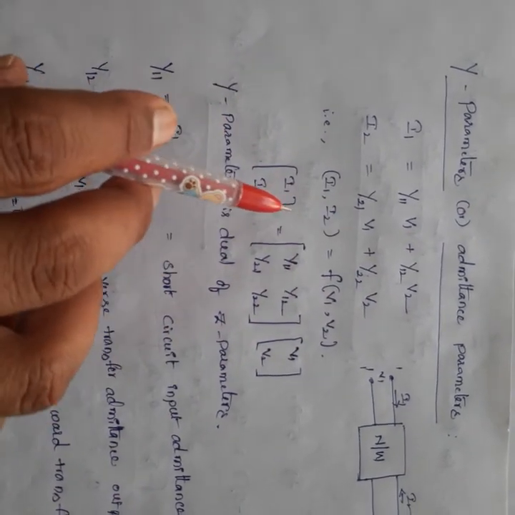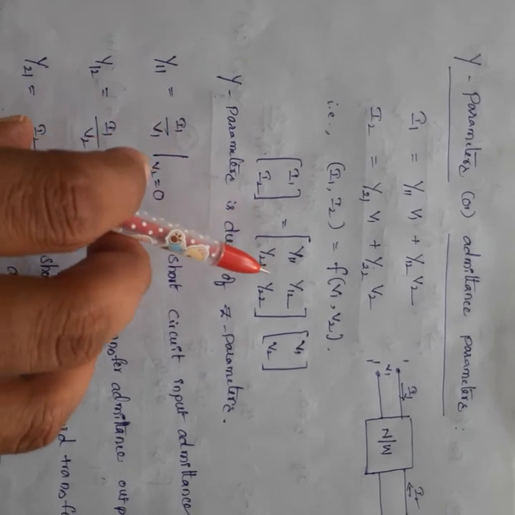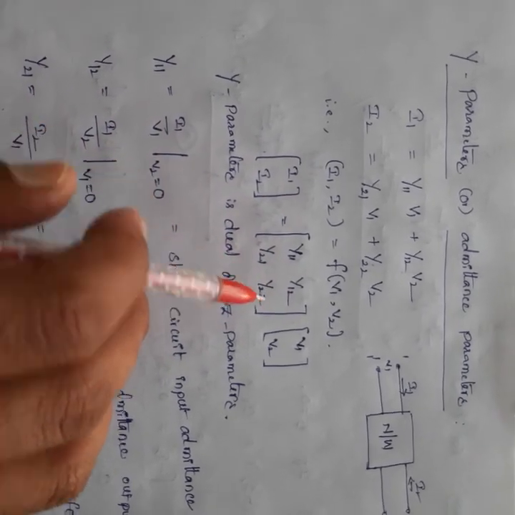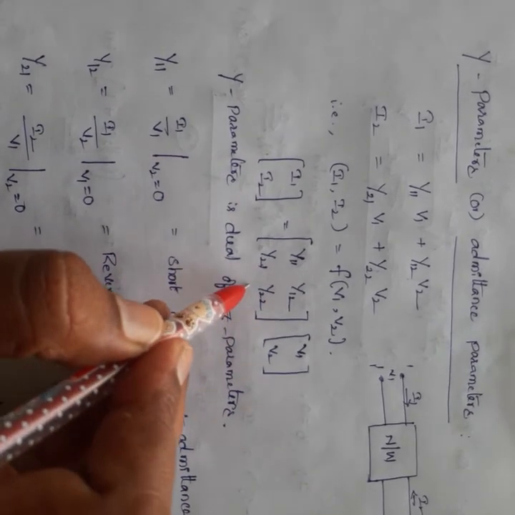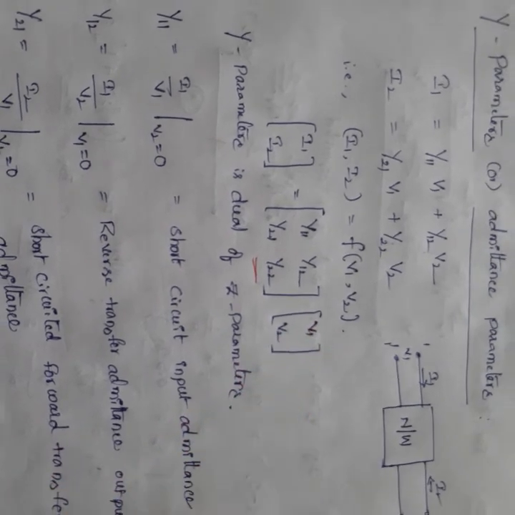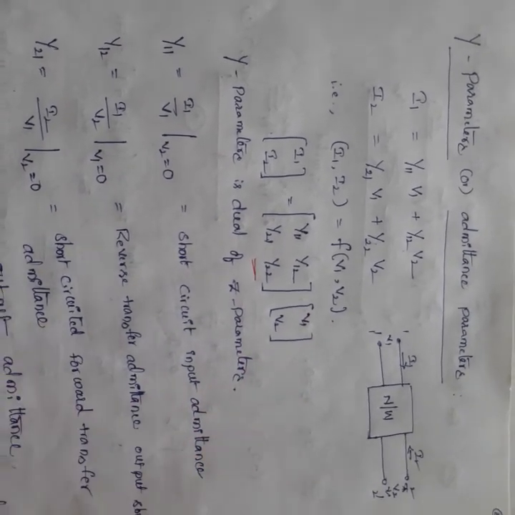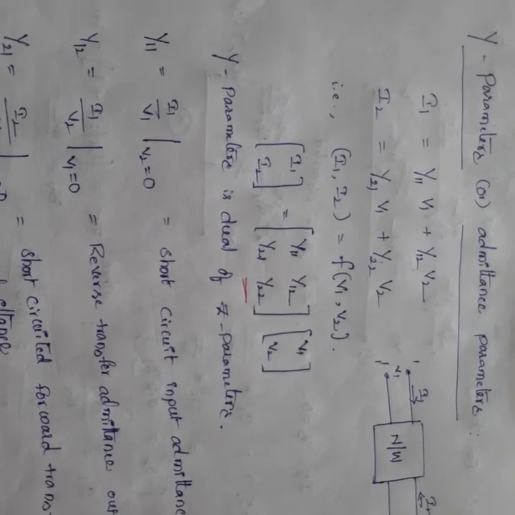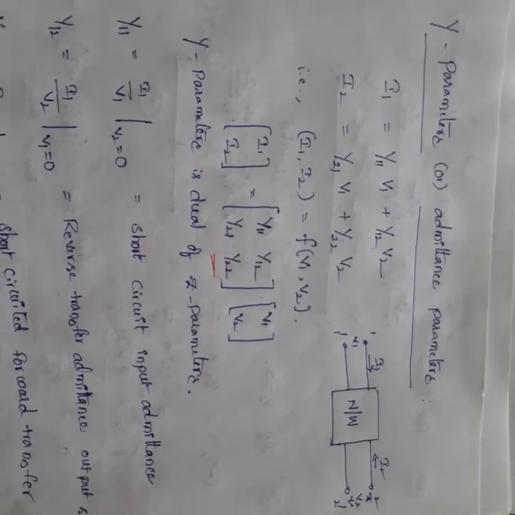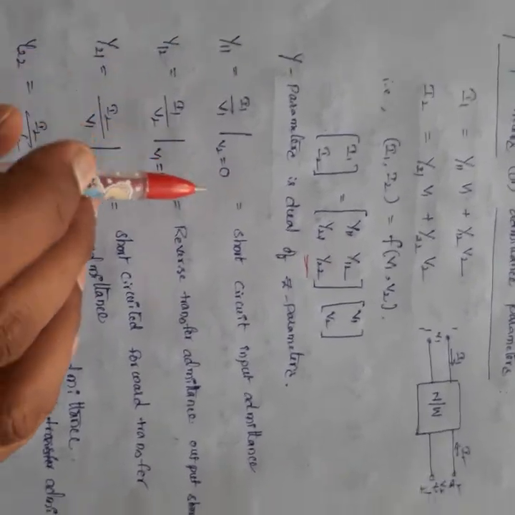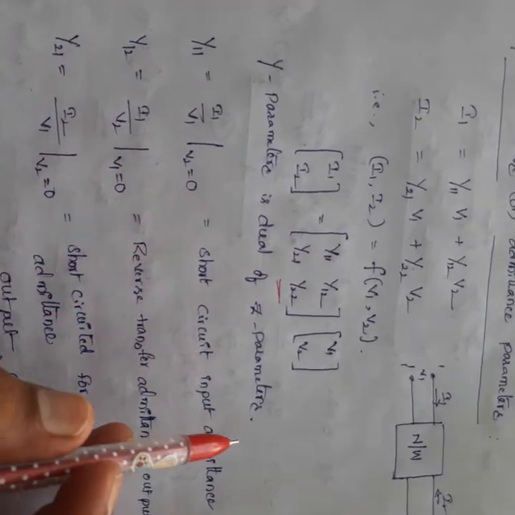These equations can be written in matrix form with Y11, Y12, Y21, Y22. This is the Y matrix, that is, the admittance matrix. Admittance is the reciprocal of impedance, so you can remember that 1 by Z equals Y. So the Y parameters are the dual of the Z parameters.